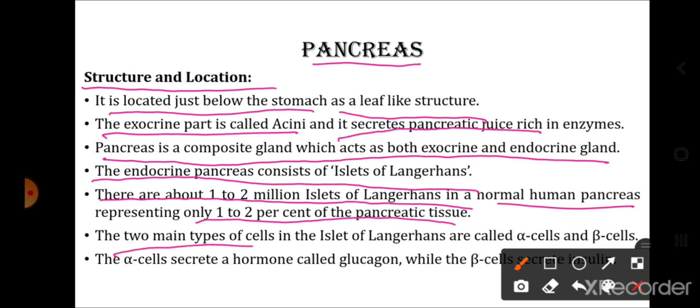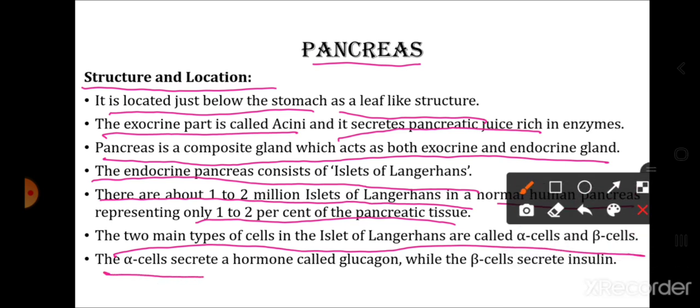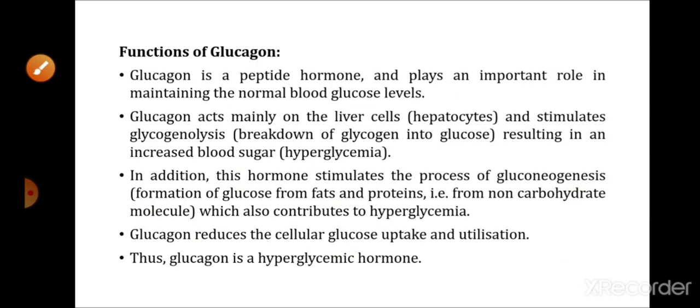The two main types of cells in islets of Langerhans are alpha cell and beta cell. See, basically there are four types of cells: alpha, beta, delta and C cells. But these cells secrete different hormones. Here we are mainly concerned with two cells, alpha cells and beta cells. So alpha cell secretes a hormone called glucagon, while beta cell secretes insulin. Alpha cell secretes glucagon, beta cell secretes insulin, and these two hormones work together to maintain the glucose level.